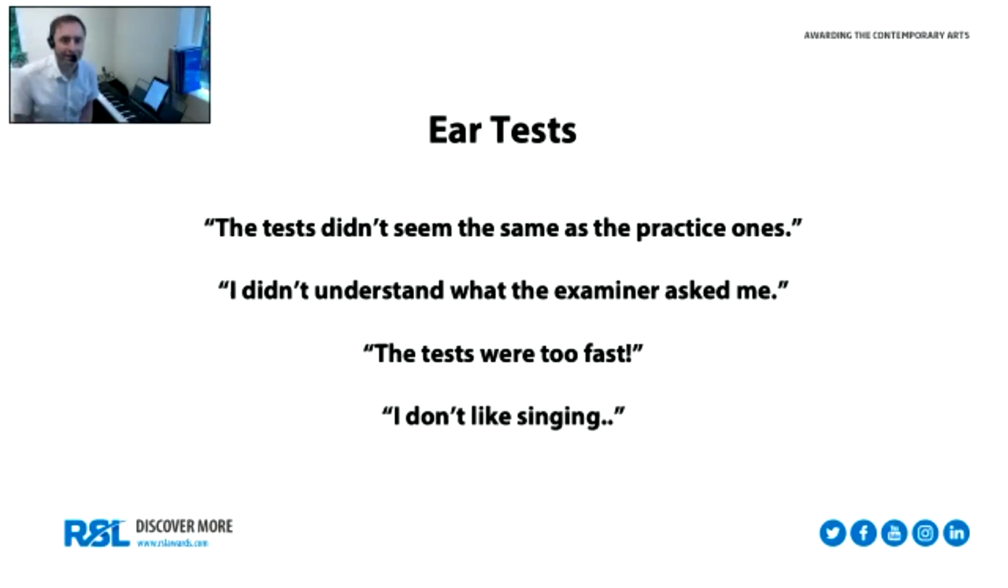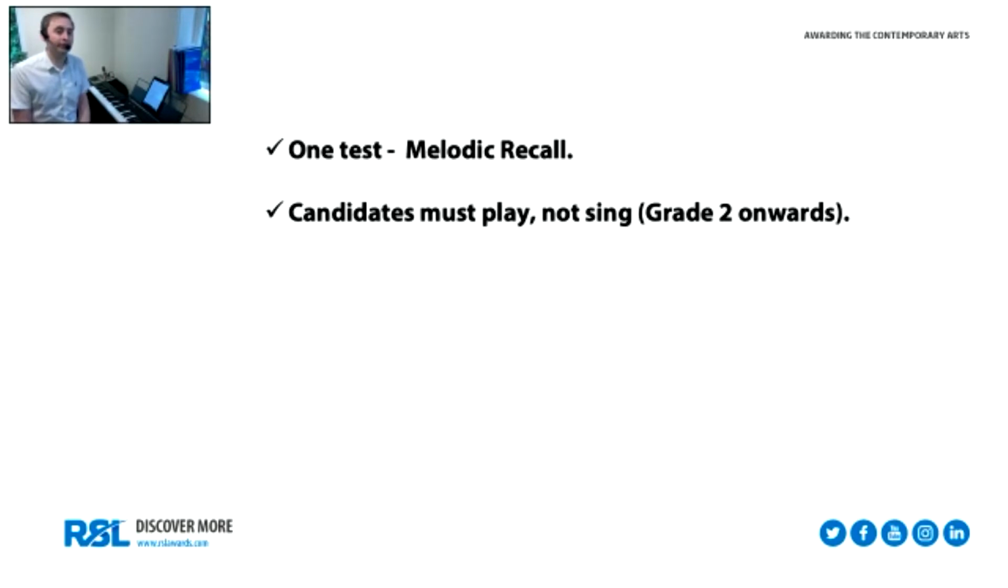So how do we do it then in RSL Classical Piano? Well, there is actually only one test, which we call melodic recall. And it's a test where we ask our students to play their instrument. They don't have to sing. And in actual fact, the playing doesn't really start until grade 2 and above. So in other words, the melodic recall test is slightly different for debut and grade 1. I will show you an example of debut and also a little bit later on some other tests.